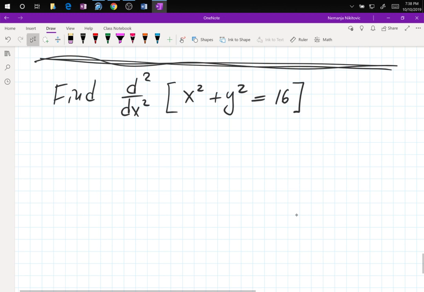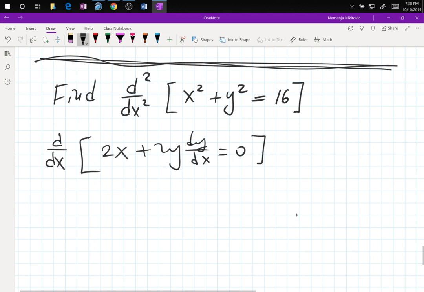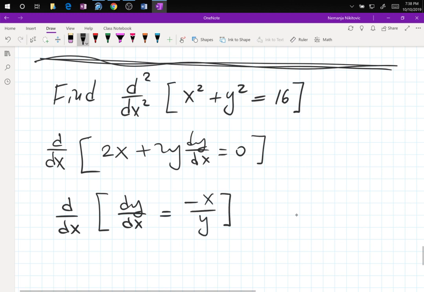All right. So we first do one derivative, then we do another derivative. So I'm going to peel off one derivative, and one derivative is going to be applied to get 2x plus 2y dy/dx equals 0. And then we solve for dy/dx equals negative x over y. This is what we had before.